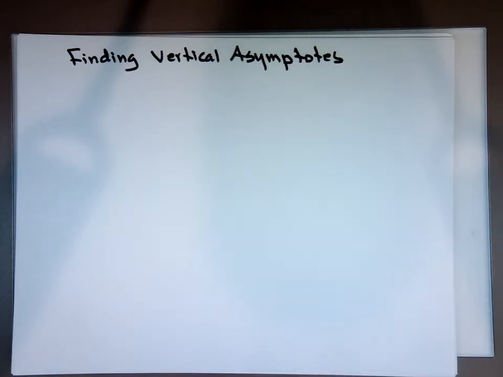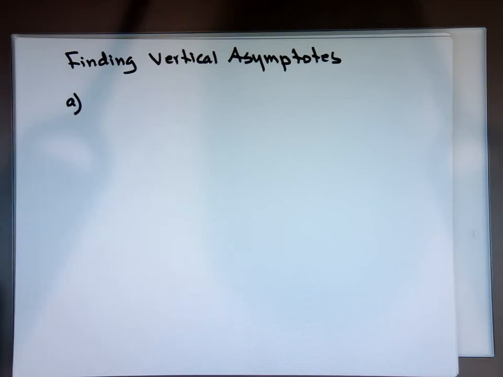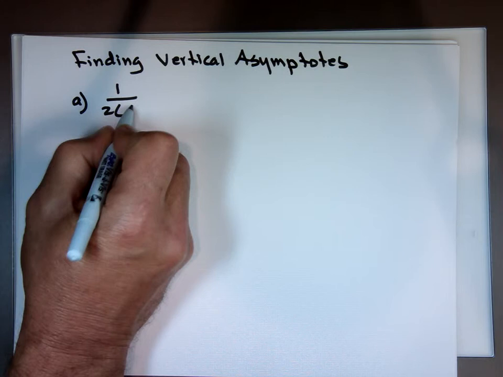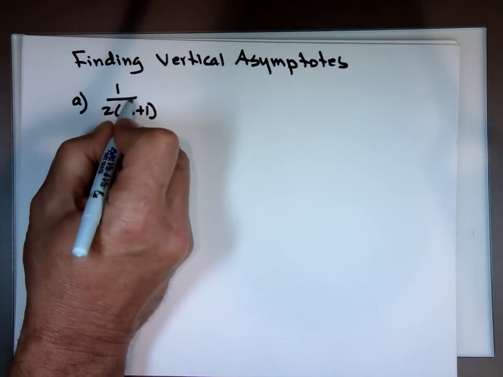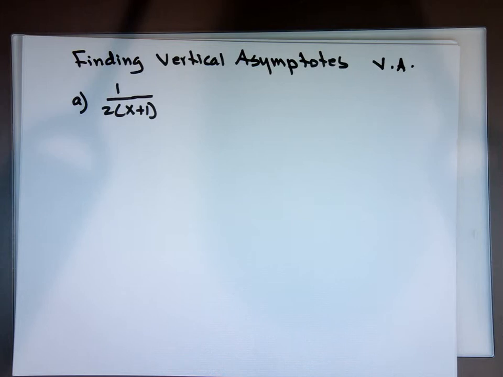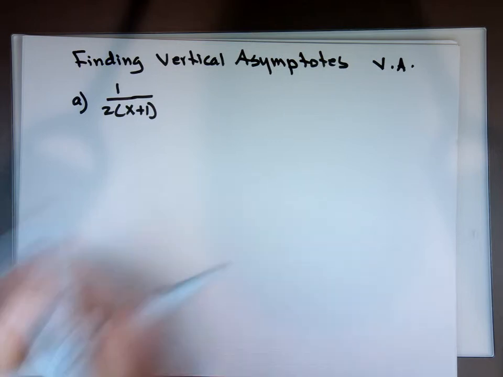Finding the vertical asymptotes. The first one, if I have this, we call the vertical asymptotes VA. What are the vertical asymptotes? Well, this one, there's only one vertical asymptote. Where is it?